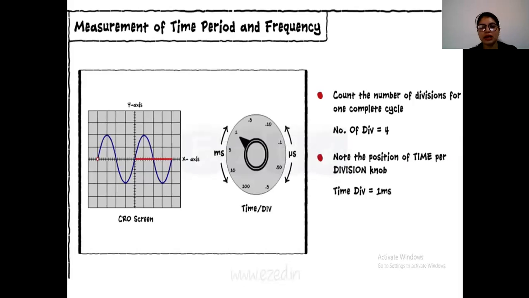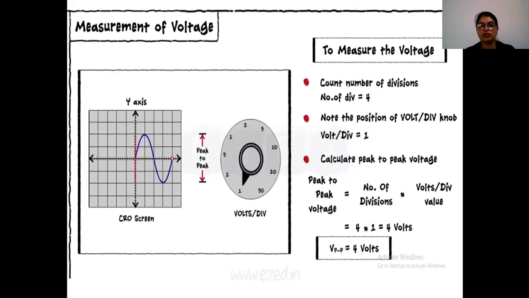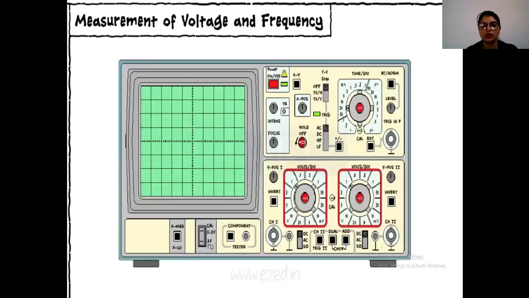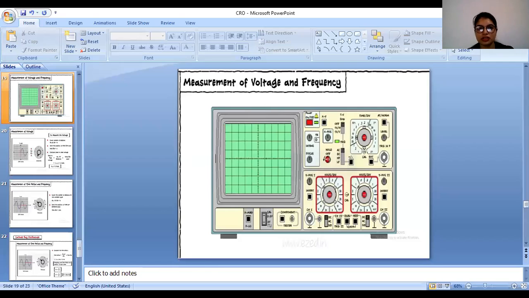So I hope that calculating voltage and time period or frequency is clear to you. We will also do this practically when we are in our laboratory. I hope the concept of CRO, the basic block diagram of CRO, the working of the CRT tube, and also the working of the time per division switch and volts per division switch are clear to you.